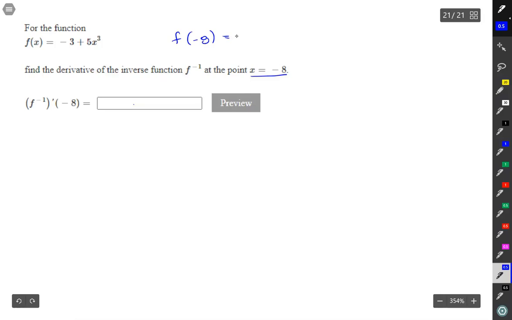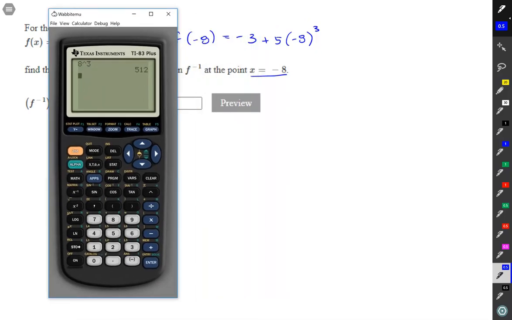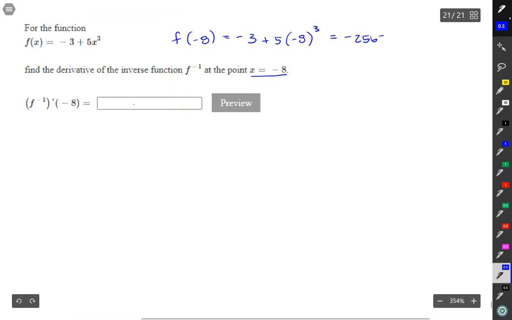You can take negative 8 and plug it into your function. It's going to result in a fairly large number, as you can see. Because 8 cubed, if you do that on your calculator, is 512, and then we multiply that by 5. It's negative, but so is the 3, so I'll just say plus 3, and so it's going to be negative 2563, which is a pretty large number, okay? Now, here's the thing. This is not how we're going about the problem.